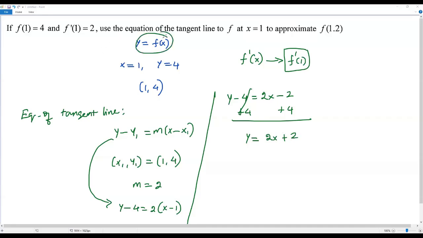We already know that y equals f of x. Now this y can be replaced by f of x. Then I get f of x equals 2x plus 2. So this is the equation of the tangent line.